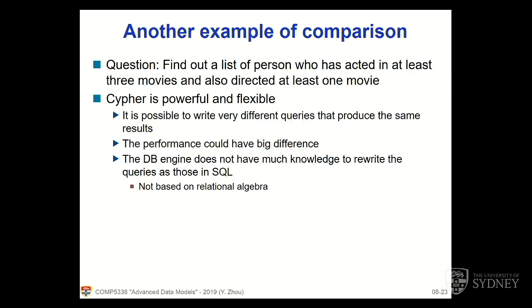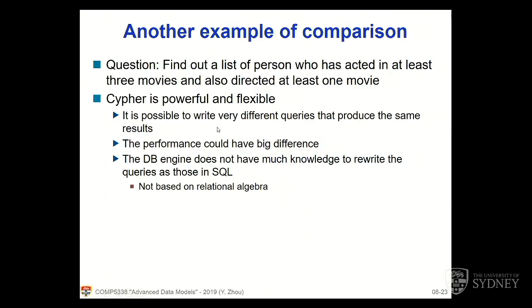Okay, now let's see another example of comparison. The question is, now we want to find a list of persons who have acted in at least 3 movies and also directed at least 1 movie. So we want to find someone who can direct and also act. We need someone who has acted in quite a few movies and directed at least 1 movie.